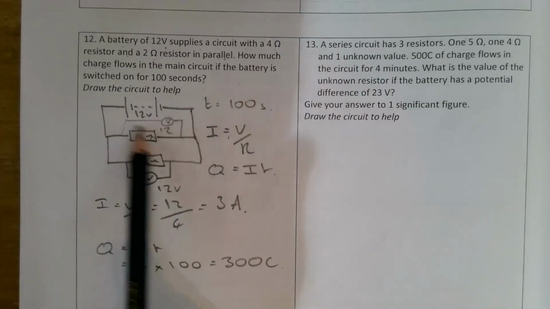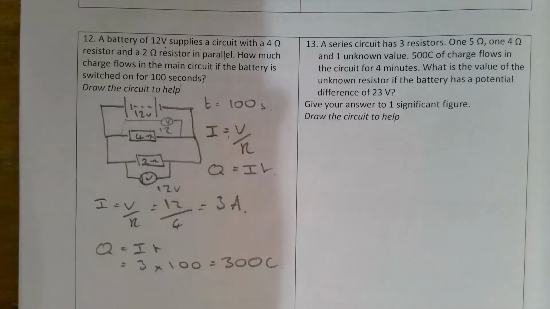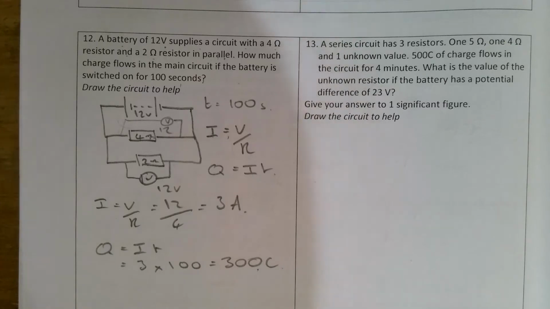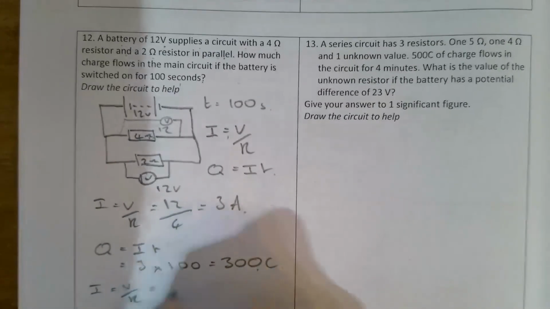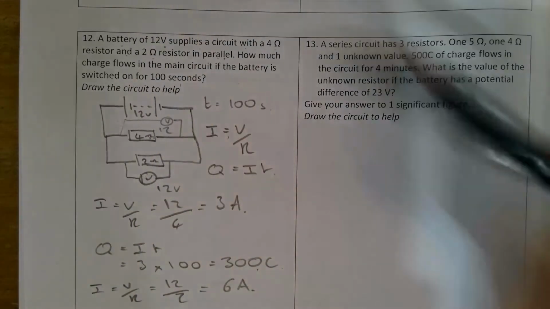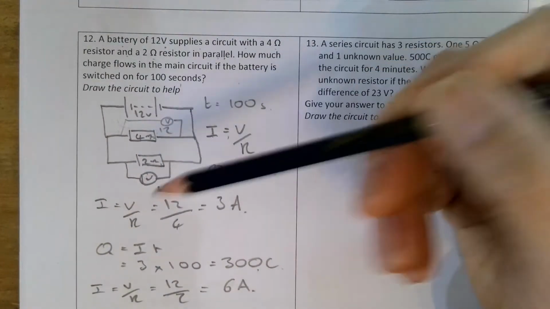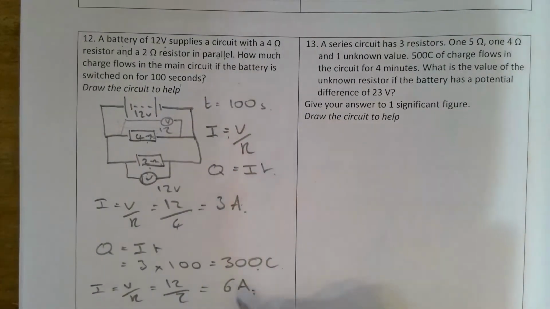So how much charge flows in the main circuit? I'm going to take this one as being the main circuit, if it's switched on for 100 seconds, is 300 coulombs. Okay, we can also work out how much charge is flowing through the other part of the circuit, using again I is equal to V over R, which is equal to 12 divided by 2, which is 6 amps. If you look at this, it's half the resistance, so the resistance has gone down, so the current's gone up.